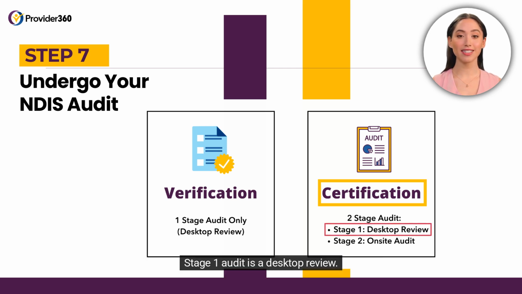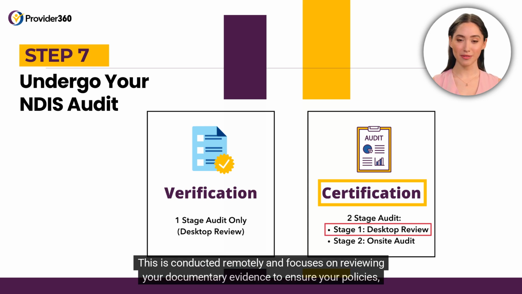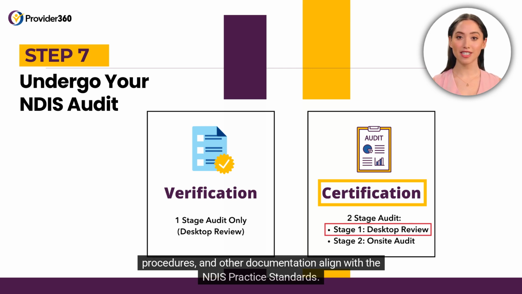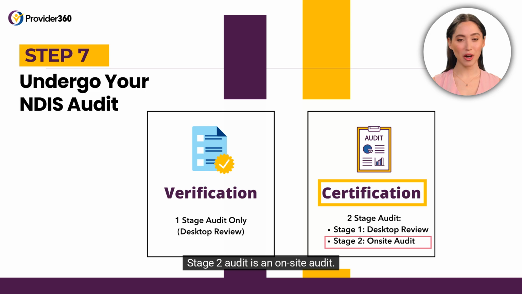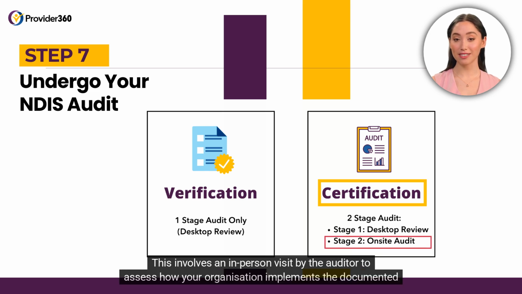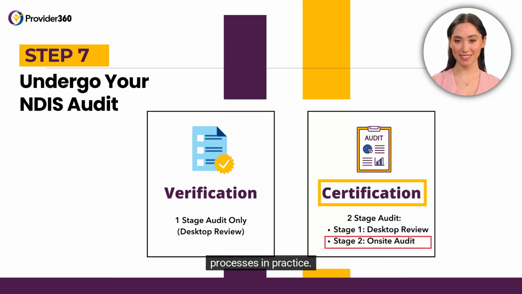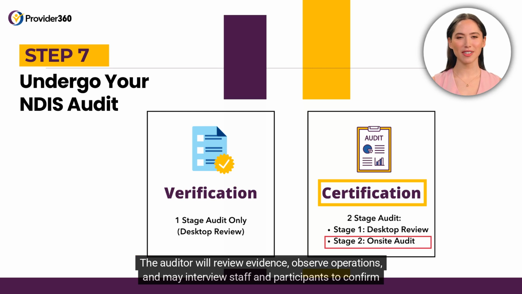Stage 1 audit is a desktop review. This is conducted remotely and focuses on reviewing your documentary evidence to ensure your policies, procedures, and other documentation align with the NDIS practice standards. Stage 2 audit is an on-site audit. This involves an in-person visit by the auditor to assess how your organization implements the documented processes in practice. The auditor will review evidence, observe operations, and may interview staff and participants to confirm compliance.